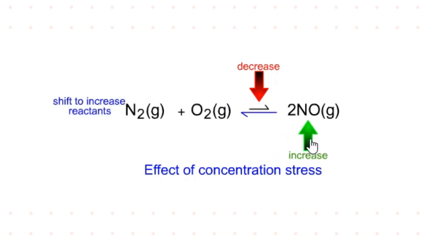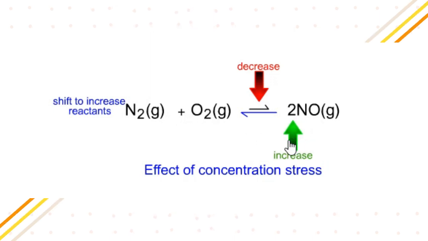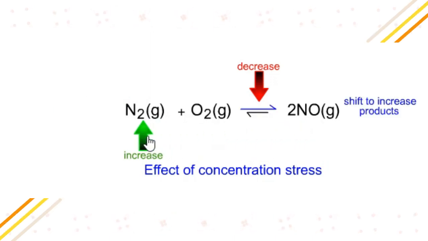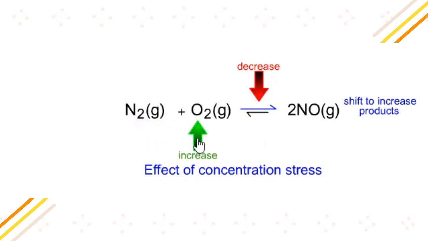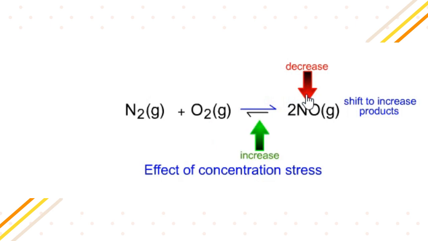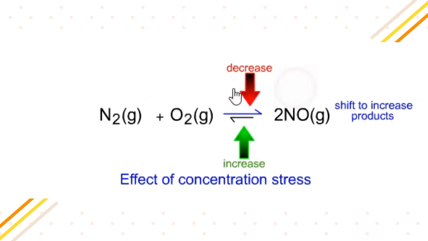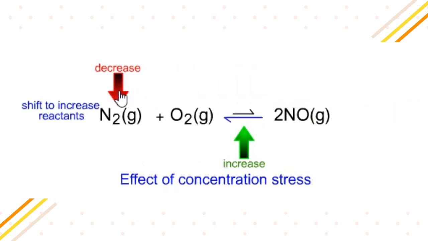If we increase product, it will shift to increase reactant. And if we increase reactant, it will shift to increase product. Now, if we decrease product, it will shift to increase product. But when we decrease reactant, it will shift to increase reactant.